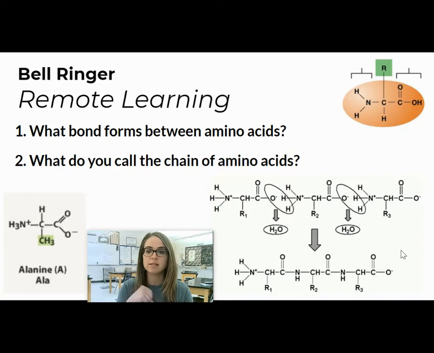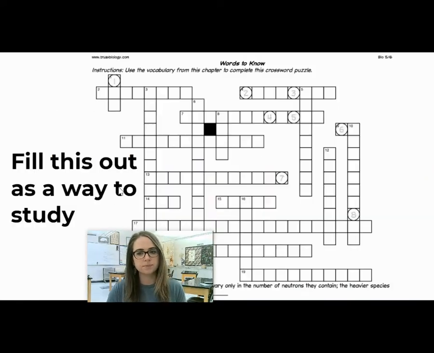Answer number 2 is polypeptide chain. Because we have multiple peptide bonds, we call it polypeptide. And that's what a chain of amino acids is. All right, I hope that helped. You'll see that on the test.